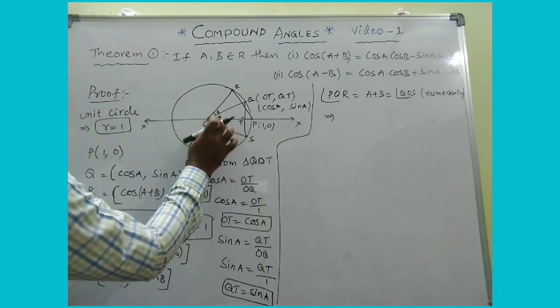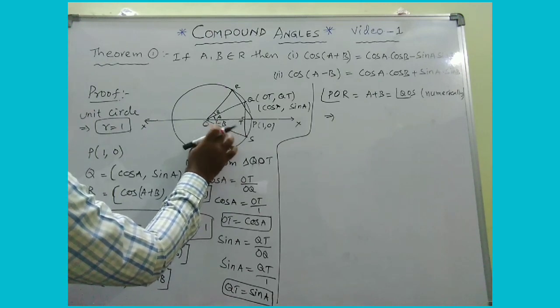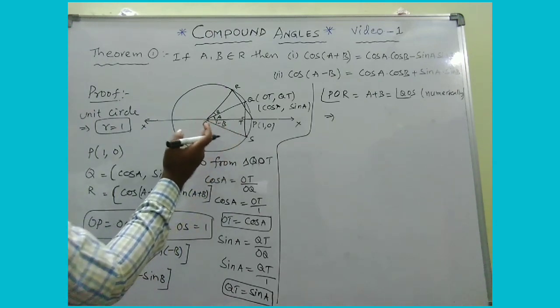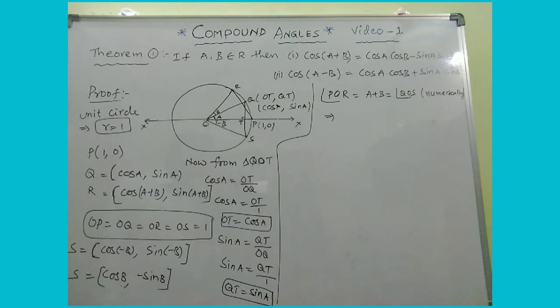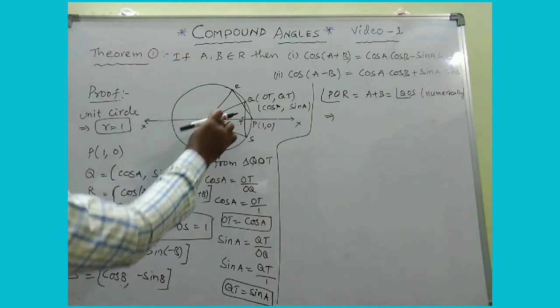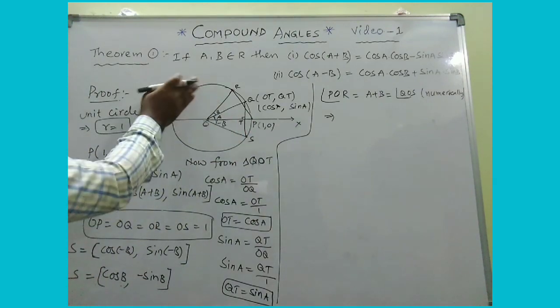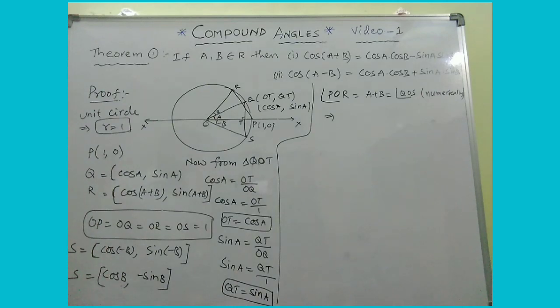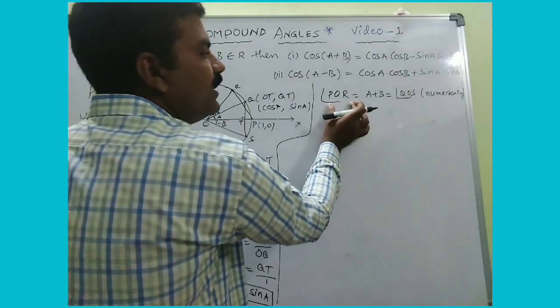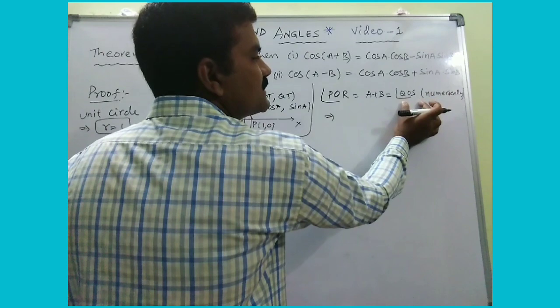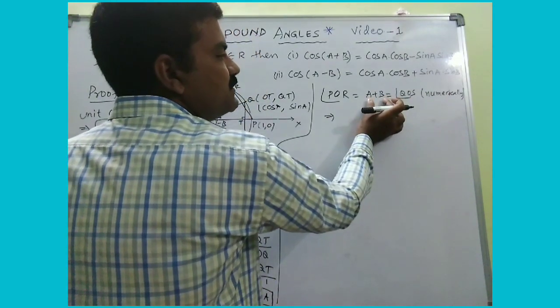Suppose 30 and 60, for example, minus 60. So leave aside the sign. The sign indicates only the direction for us. So finally 60 plus 30, which is 90. Similarly 60 plus 30, which is also 90. So that is what I am telling you now. Angle POR is equal to angle QOS. Both are equal to A plus B.